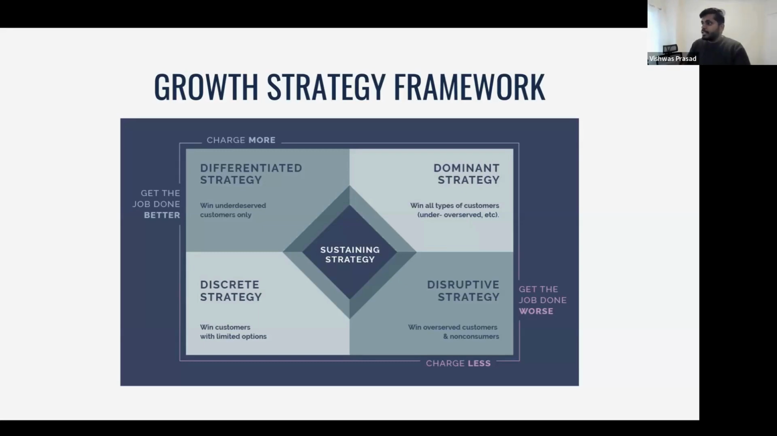Now, say, for example, if the other products in the market are serving a particular type of customer or particular niche, you could potentially select or target another niche and go for a differentiated strategy where there are no other players in that niche and you are the only one, and you can win those underserved customers. So you might have a smaller niche, but you are getting the job done better for them, which means you can also charge more because they don't have any other options.